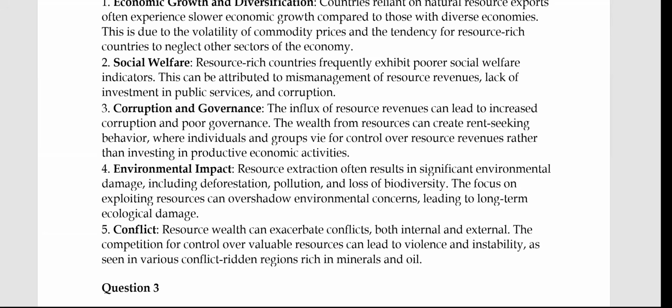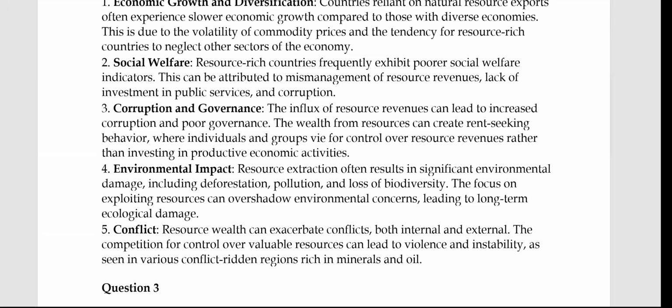Conflict. Resource wealth can exacerbate conflicts, both internal and external. The competition for control over valuable resources can lead to violence and instability, as seen in various conflict-ridden regions rich in minerals and oil.